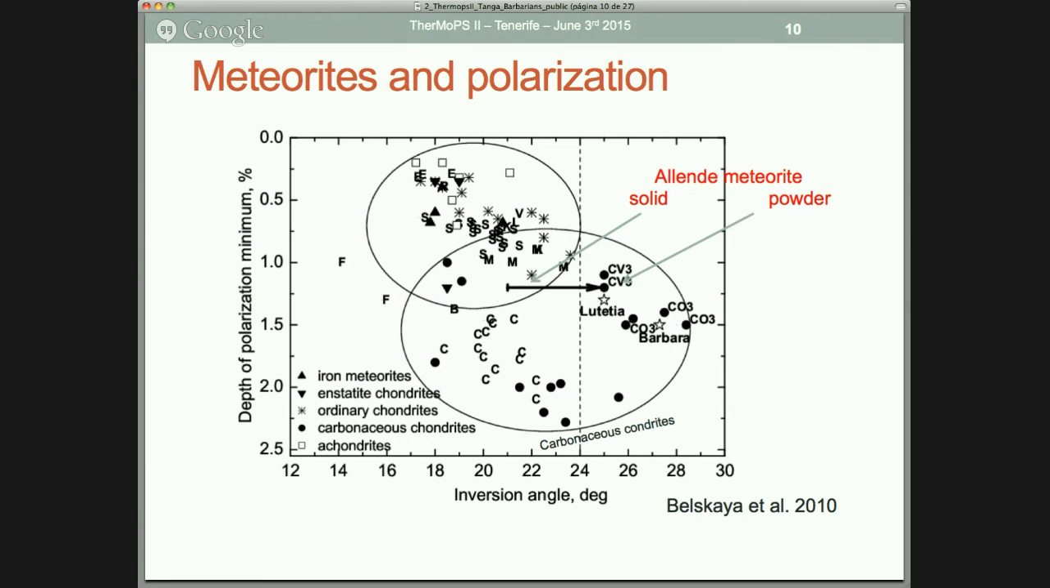If you get a piece of the Allende meteorite and you crush it to powder, you reach this region here. If it is solid, so big pieces, you are toward the left, so the inversion angle is too small. But if you go to finer dust, you move to the right. You approach the region where observed Barbarians are, even if you don't match them exactly. And no laboratory measurement is able to reproduce exactly those parameters at present.